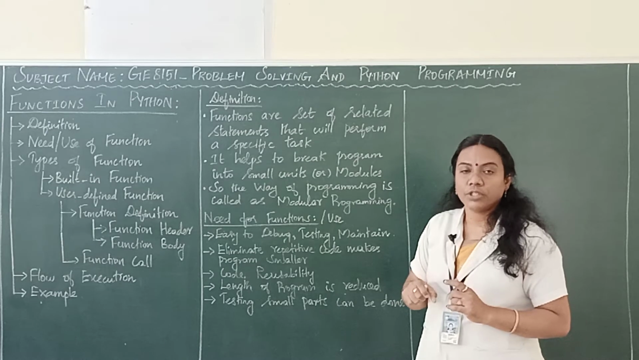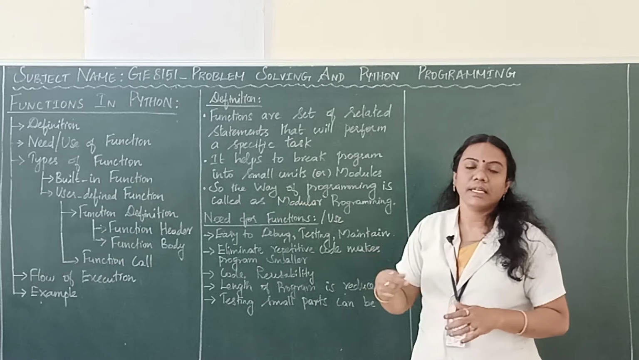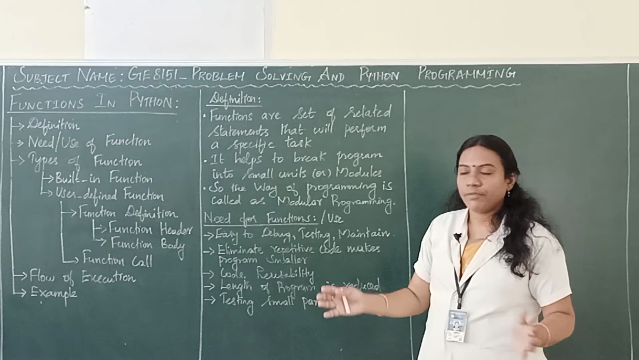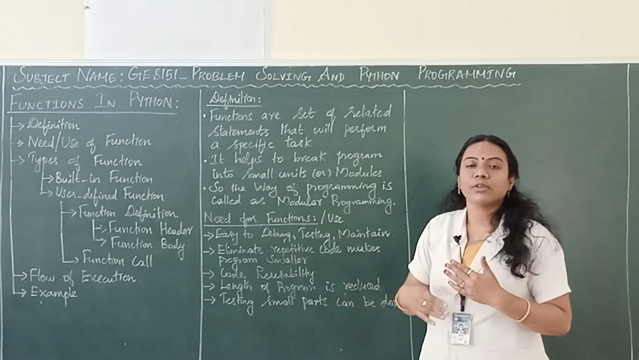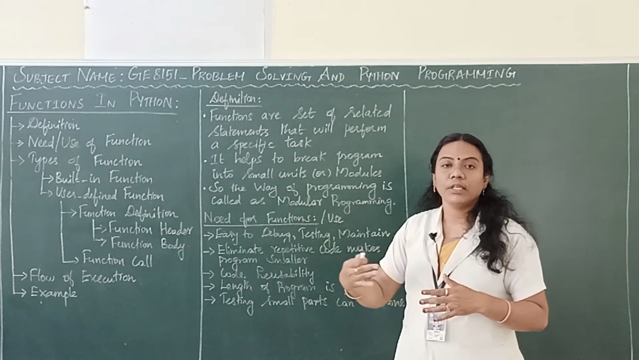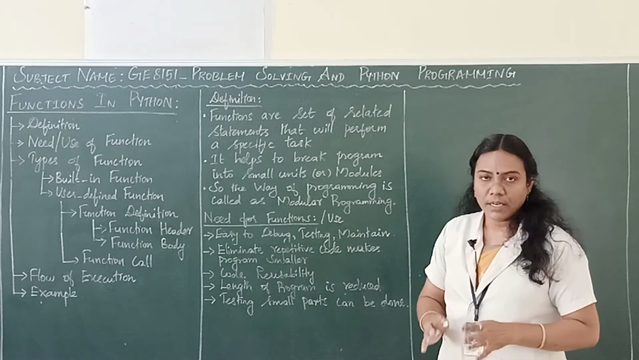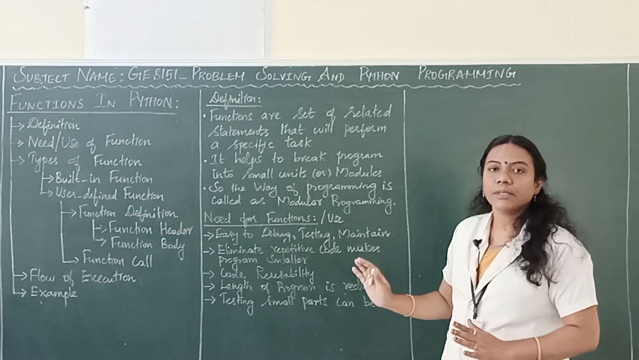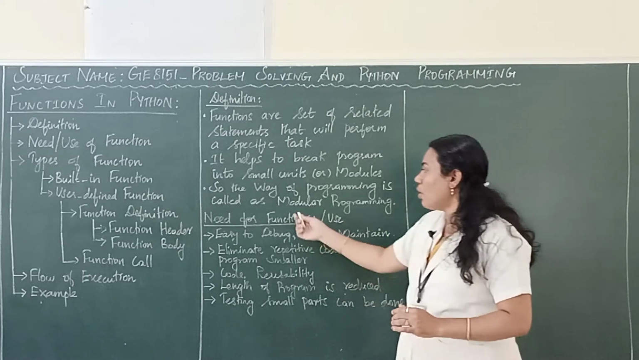In your university question paper, the question may be in direct form, that is, explain in detail about function, or explain about user defined function in detail. If the question is asked like this, it is considered a direct question. Indirectly, they may ask: explain about modular programming in Python, or how will you implement modular programming in Python. Then you need to explain the same concept about function. The method used to implement functions is called modular programming.